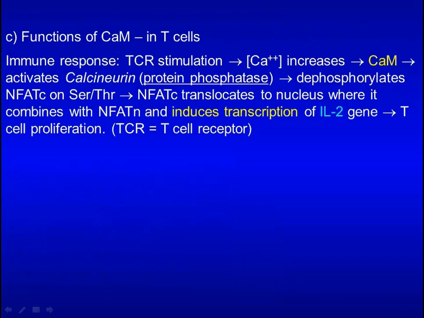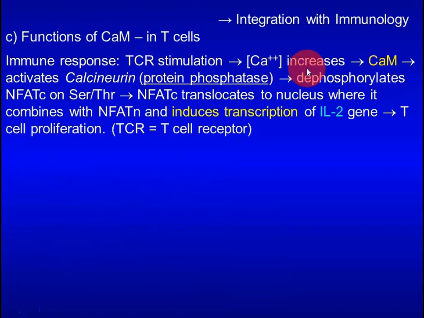Calmodulin also functions in T cells. Here is integration with immunology. When an antigen binds a T cell receptor, the T cell is activated. Activation of the T cell receptor leads to an increase in the calcium level in the cytoplasm of the T cell.